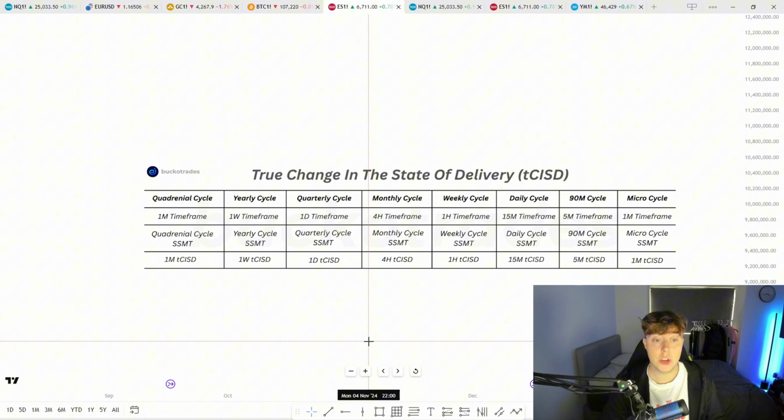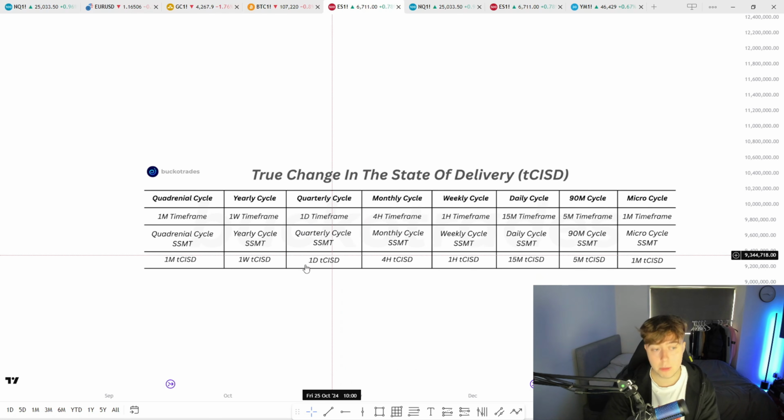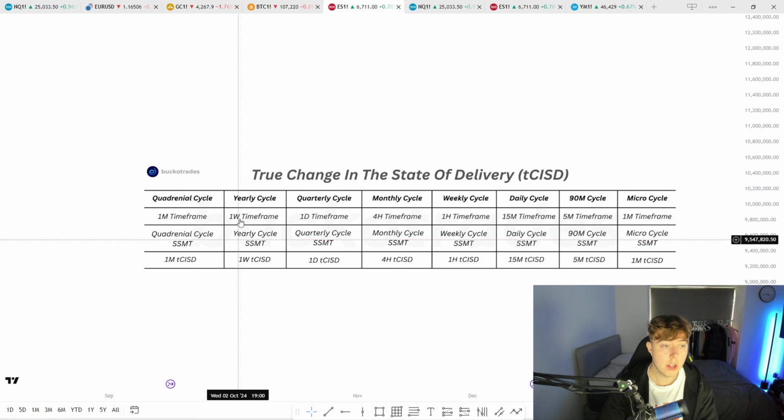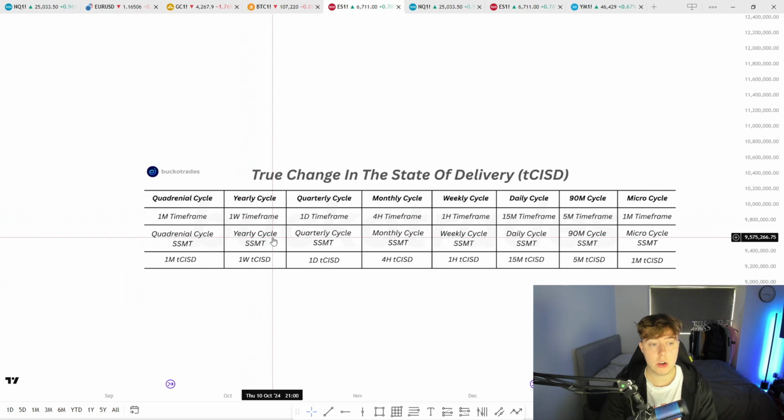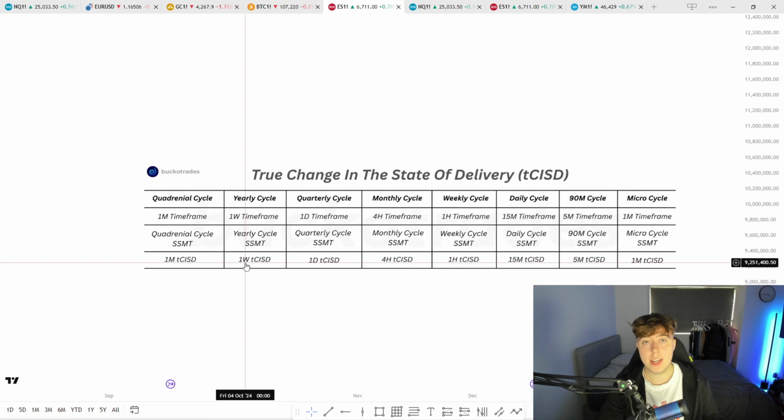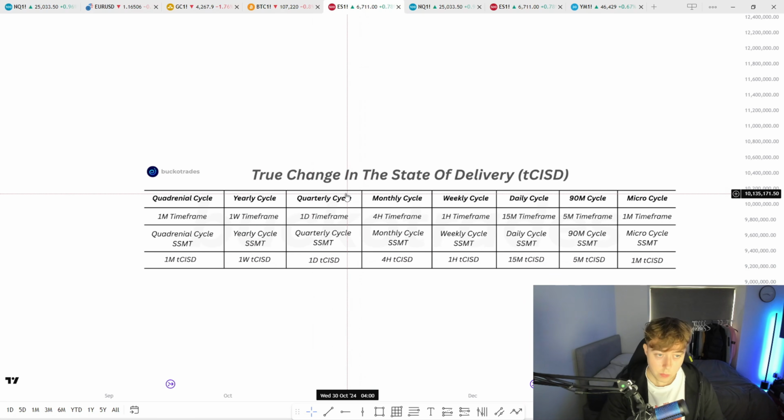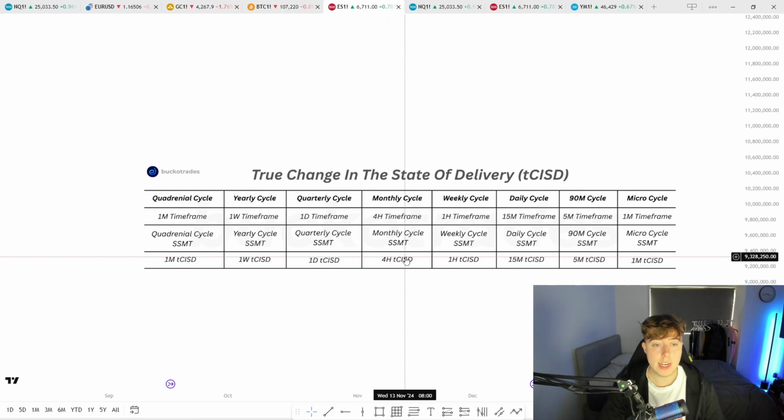We'll go into some examples shortly, but let's just go over the time frame alignment first. But now you guys know what it actually is. This is why we must be on the same specific time frame. So yearly cycle is a yearly cycle sequential SMT, which is on the weekly time frame, and then that same specific time frame, a 1 week tCISD. Quarterly cycle is a daily tCISD. Monthly cycle is a 4-hour tCISD. Weekly cycle is a 1-hour tCISD. Daily, 15-minute tCISD. 90-minute, micro, 1 minute.